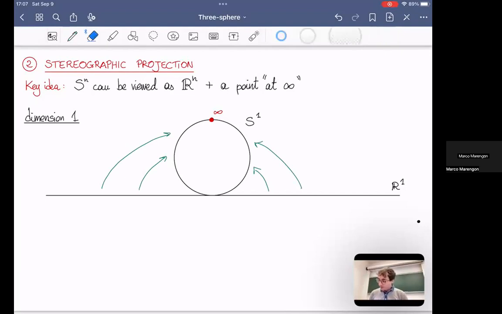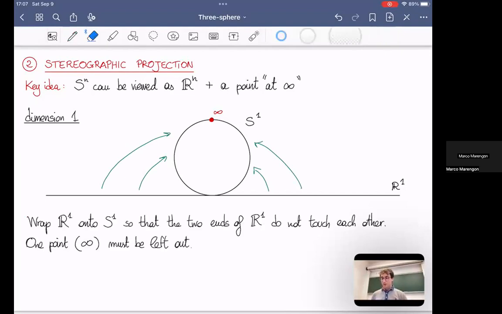So this is the operation that I'm doing. I wrap the line over S1 so that the two ends of R1 that are at infinity do not touch each other. They just go to the point at infinity, but they do not overlap. So that one point at infinity is not part of the line, and we just add it artificially.